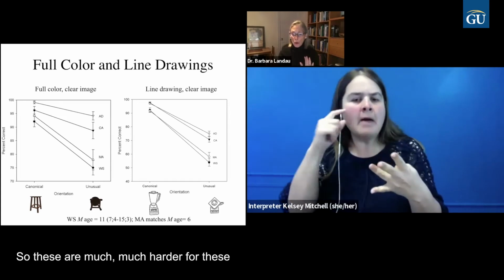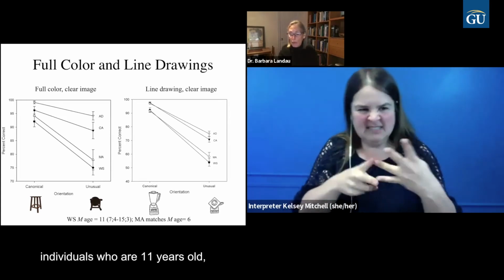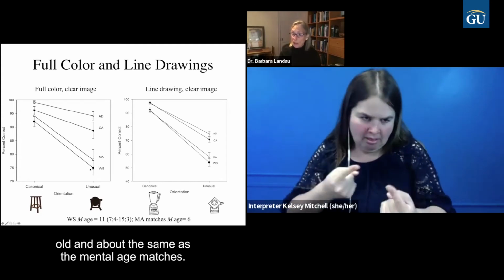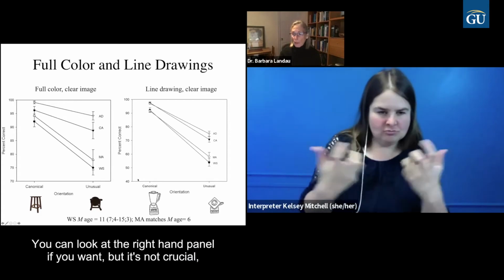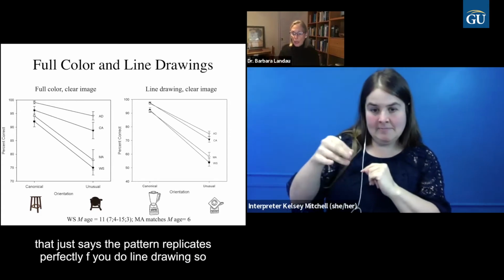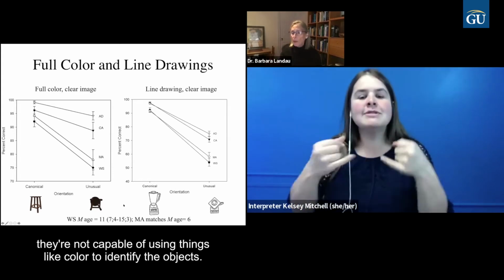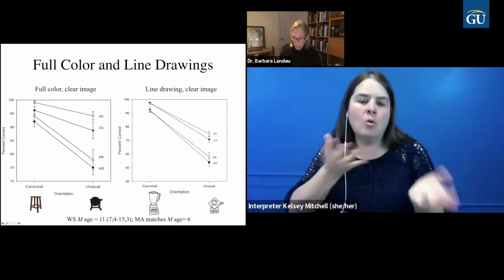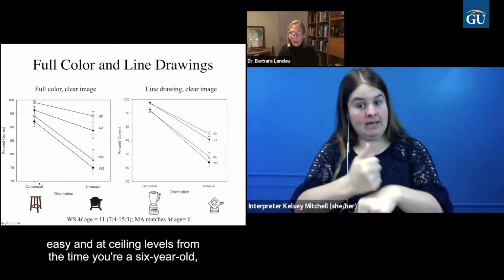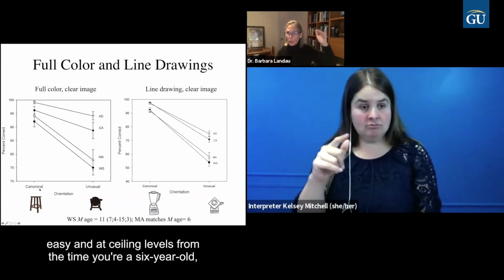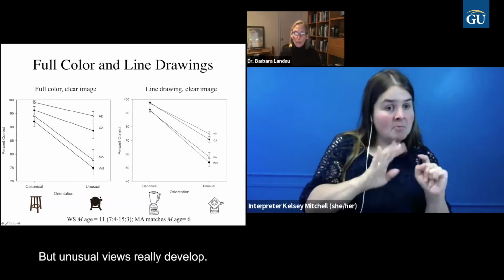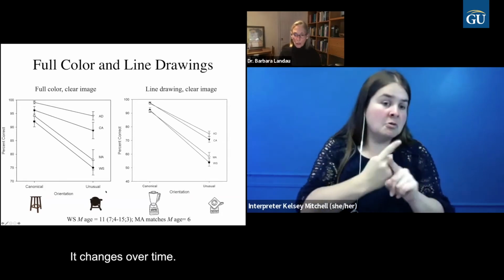So these are much, much harder for the Williams syndrome individuals who are 11 years old, and about the same as the mental age matches. You can look at the right-hand panel if you want, but it's not crucial. That just says the pattern replicates perfectly if you do line drawings, so they're not capable of using things like color to identify the objects. So what that tells us is that canonical orientations are really easy, and at ceiling levels from the time you're a 6-year-old, actually from the time you're a 4-year-old in our data, all the way up through adulthood. But unusual views really develop. It changes over time.